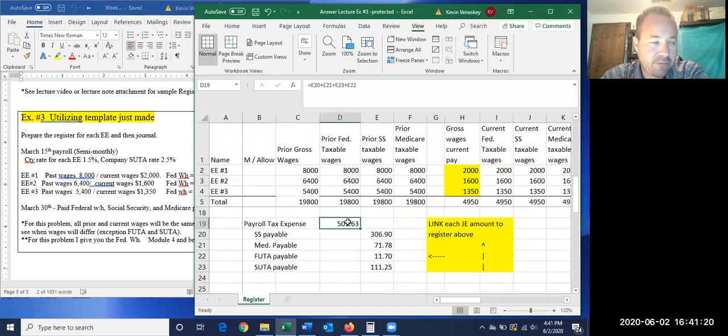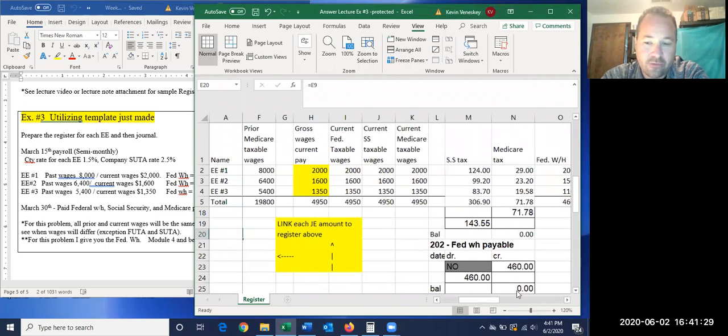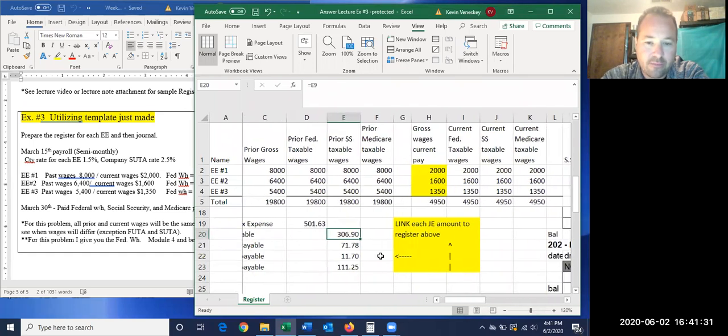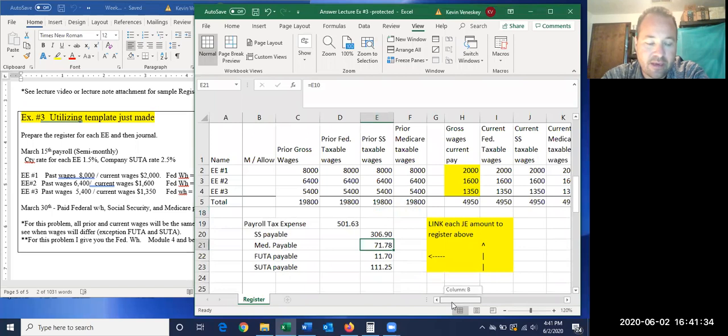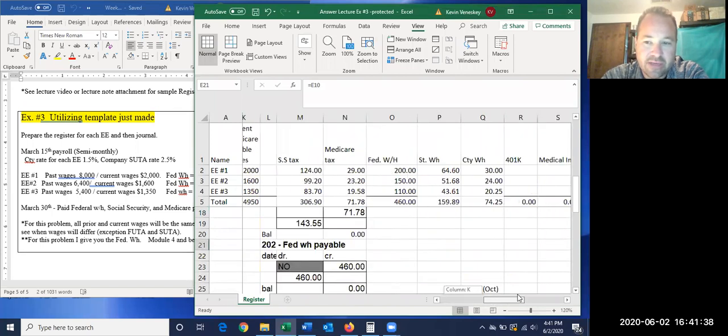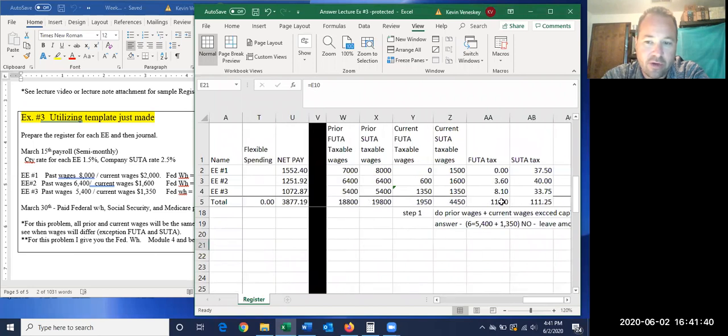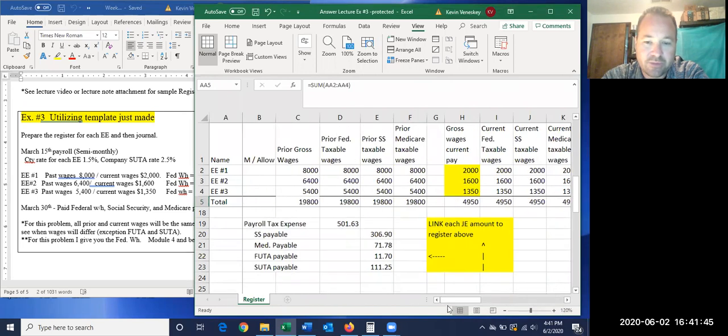Remember, this one is going to be calculated based on whatever these are. So the Social Security, that's just another $306.90, another $71.78 for the Medicare. The FUTA and the SUTA, the $11.70, we just calculated that over here. And the SUTA, the $111.25. Our payroll tax expense is simply adding these up.